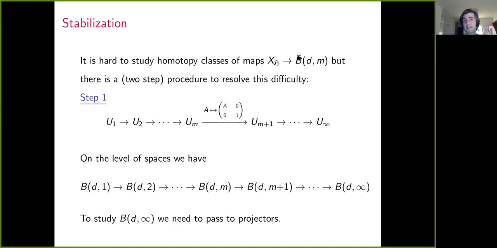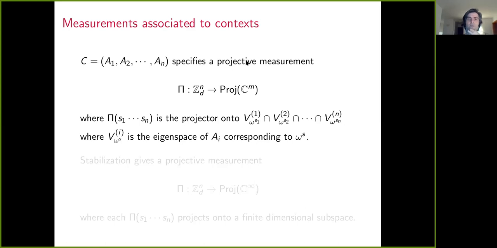So we want to change this target here with a quotient of this space. But the quotient is going to be a little problematic. I will come to that. First, let's try to understand this space before going to the quotient. So this space can be understood by passing to projectors. Any context gives rise to a projective measurement, essentially by simultaneously diagonalizing these matrices because they're pairwise commuting. So pi is a function here which sends an n-tuple of numbers here to the projector onto the intersection of these eigenspaces. And each of these eigenspaces is associated to a certain eigenvalue, and the eigenvalue is given by a power of omega.